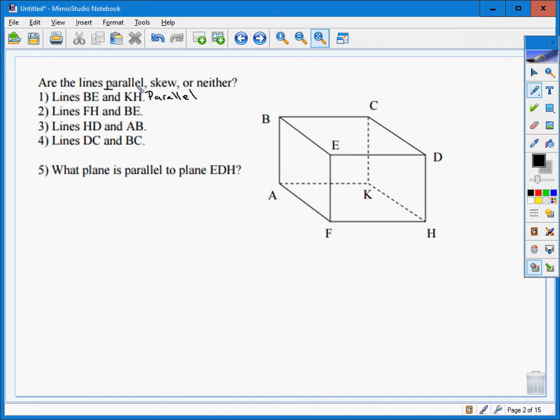And for the rest of them, I'll just use P, S, or N. FH and BE. Here is FH. Here is BE. You'll notice that they're going completely separate directions. So those would be skewed to each other.